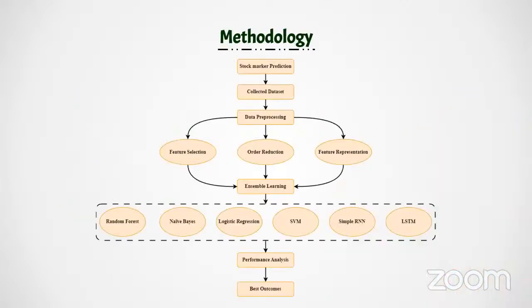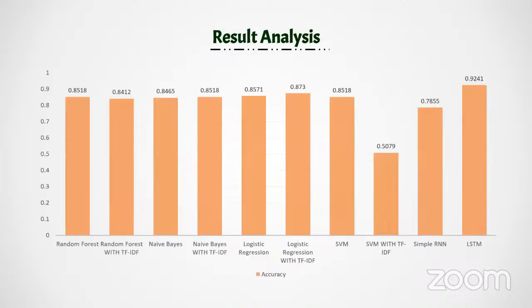Methodology. First, we collect the dataset. As I said before, we collect data from Kaggle, and then we preprocess our data with feature selection, dimension reduction, and feature representation, and then we apply ensemble learning. We choose random forest, naive Bayes, logistic regression, support vector machine, simple RNN, and long short-term memory, called LSTM. And then we perform performance analysis.